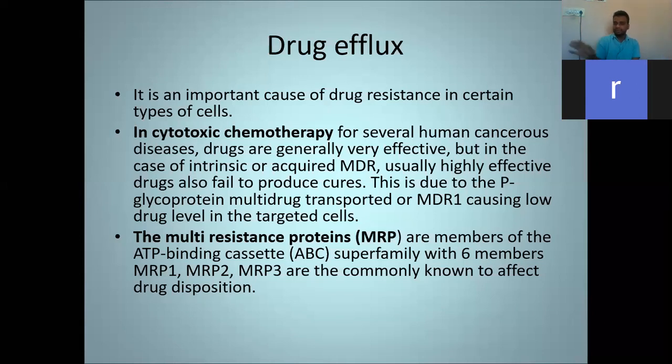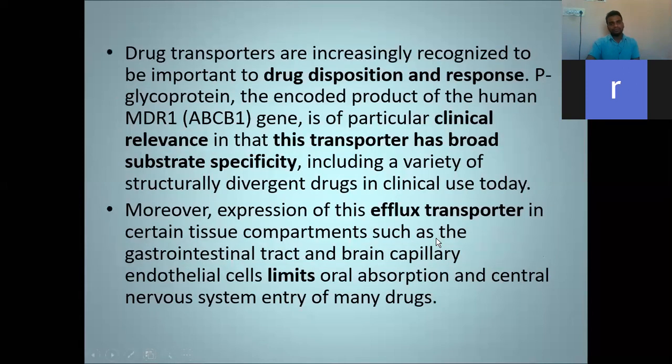So there are many MRP, multi-resistant proteins. Again, MRP is one of the members of the superfamily ABC. There are 6 members of this multi-resistant protein. Out of these 6, 3 are very commonly known to affect drug disposition: MRP1, MRP2, and MRP3. So drug transporters are one of the important reasons for this.